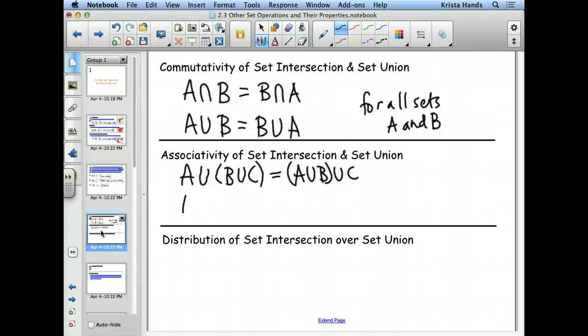I guess I kind of did this out of order for what I had written down, but it's the same thing. So if I do the intersection of B and C, and then I intersect it with A, it's the same as doing the intersection of A and B, and then intersecting it with C. Same thing.